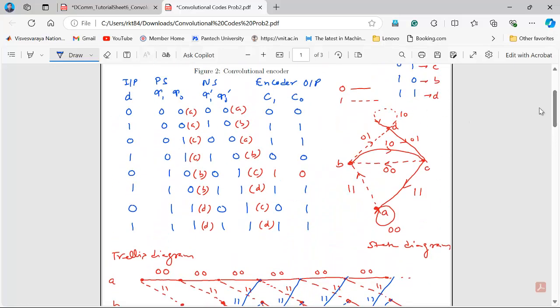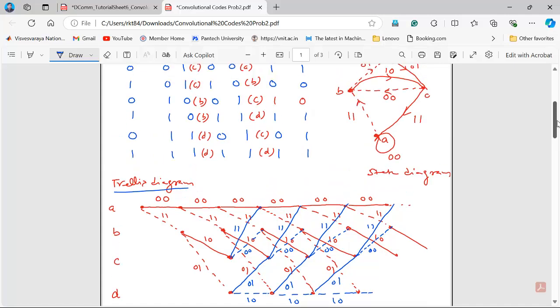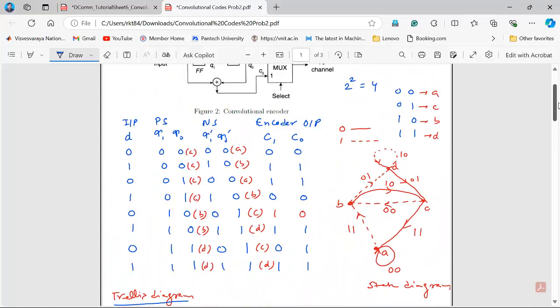D to D, 1 0. That is dashed. So D to D, it is dashed, 1 0 1 0 1 0, and so on, right? So I hope now the trellis diagram is also clear, how to draw it. So practice all these things, right? And correct any error if it occurs, right?